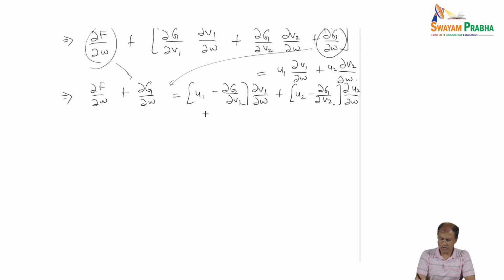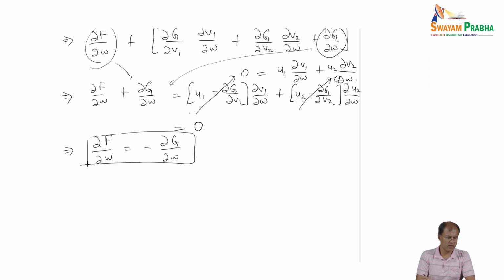Of course, with the active variable transformation, we know that u1 is partial g partial v1, so this is 0, and u2 is partial g partial v2, so this is also 0. So finally, we get that partial f partial w plus partial g partial w is 0. So in other words, suppose we have a passive variable, then the derivative of one function with respect to the passive variable is the negative of the derivative of the second function with respect to the passive variable, right?